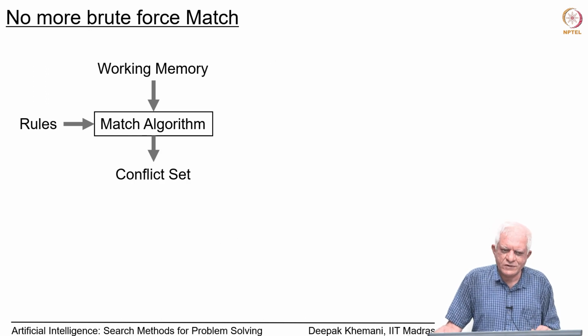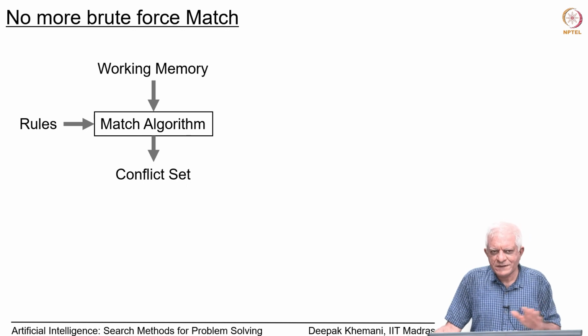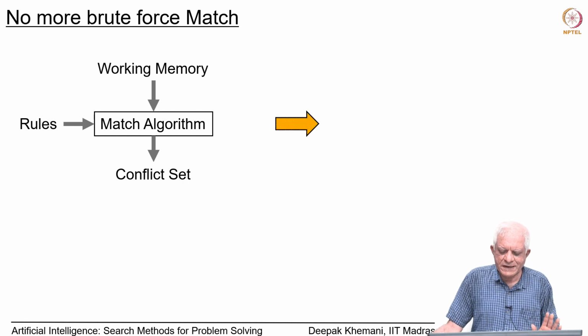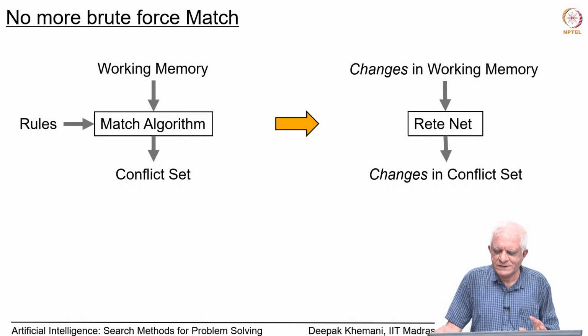We are going to replace the brute force match. What is the brute force match? It says that take every pattern in every rule and match it or compare it with every working memory element in the working memory essentially. So, every pattern in every rule with every piece of data. So, you can see the amount of work that is being done is quite huge. Instead, we will replace it by a structure which is called the Rete network. And what the Rete network will do is that instead of taking the working memory as input, it would take only changes in the working memory as input, and instead of generating the conflict set as the output, it will only generate changes in the conflict set as the output essentially.